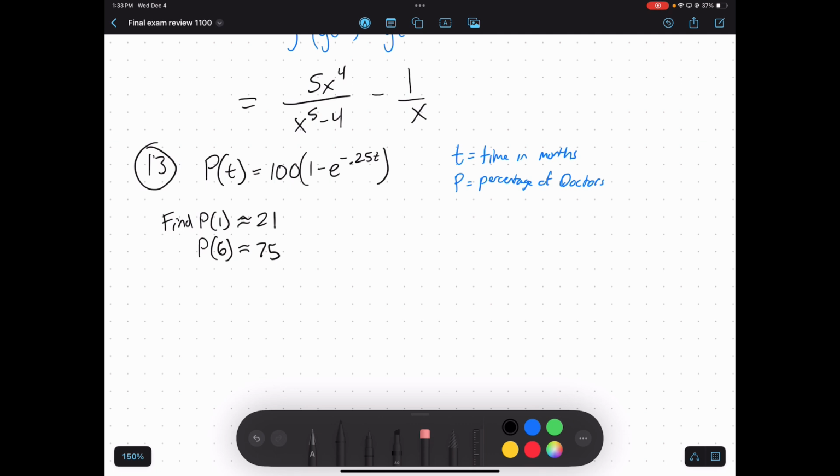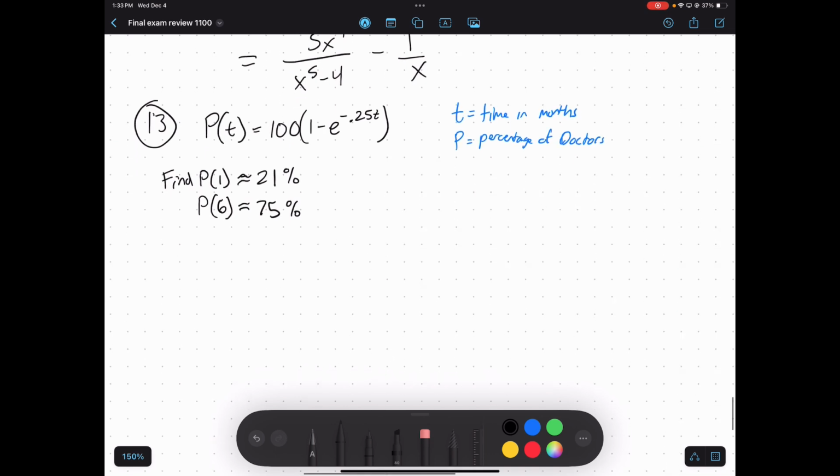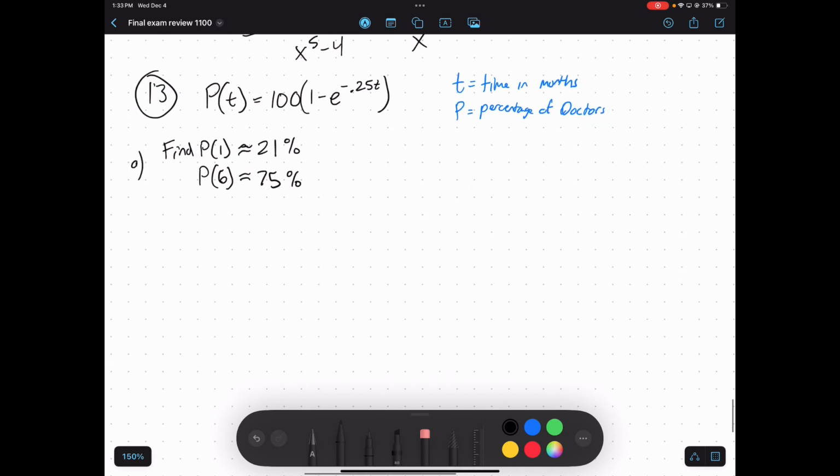And what do these actually represent? They're percentages, right? This represents that 21% of doctors are prescribing this medication after 1 month, and 75% of doctors are prescribing this after 6 months. Okay, very nice. So that's part A. Pretty straightforward. Part B is calculate the derivative.